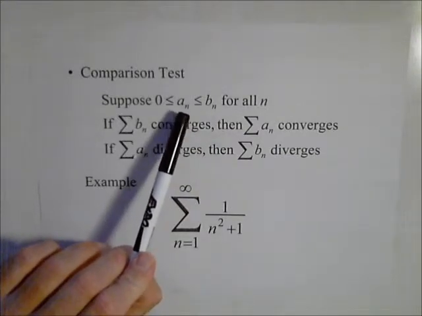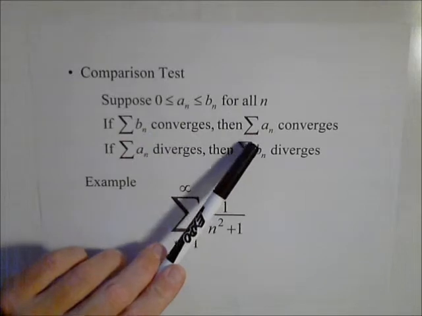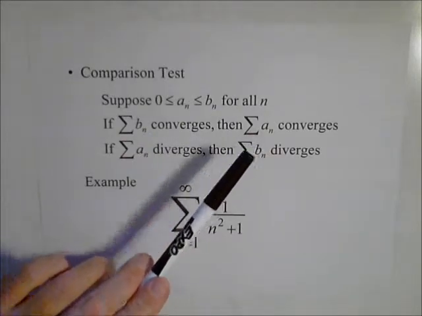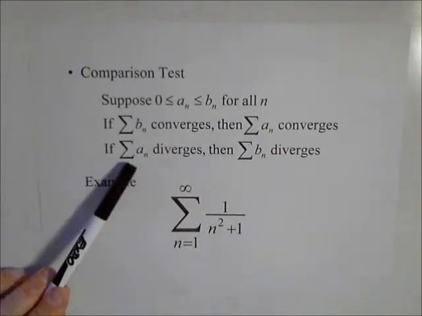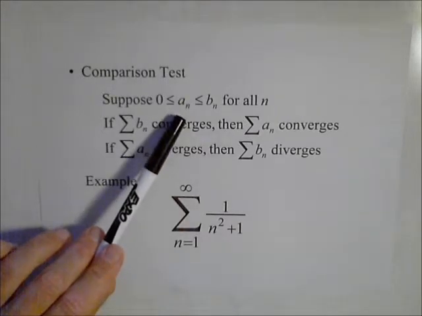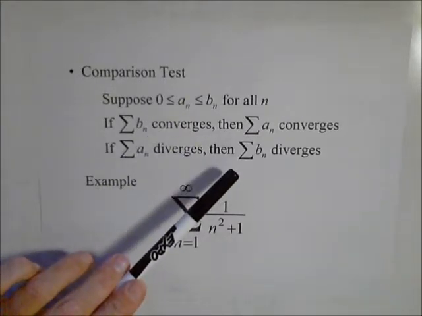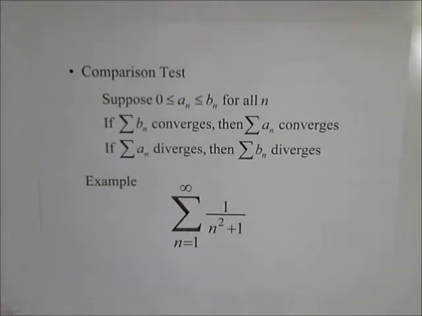because b sub n is bigger, the series of b sub n must be larger than the series of a sub n, so the series of a sub n must converge. If a sub n diverges, so now a sub n is the smaller one, then b sub n must diverge. This works exactly like the comparison test for improper integrals.